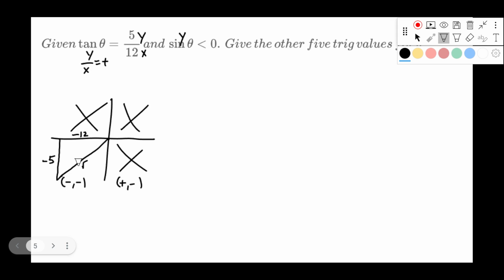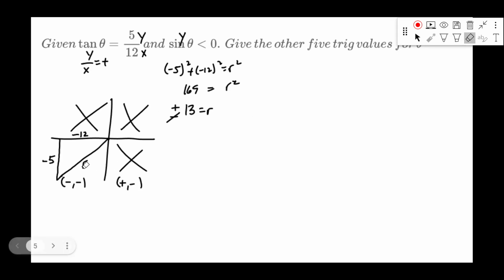The radius is what I don't know. But I could find it with the Pythagorean theorem. Negative 5 squared plus negative 12 squared equals r squared. R squared will come out to be 169. I take the square root on both sides, and the square root of 169 is 13. So r is plus or minus 13. But I'm talking about the radius of the circle, so it can't be negative. R has to be 13. Now, I have a triangle.